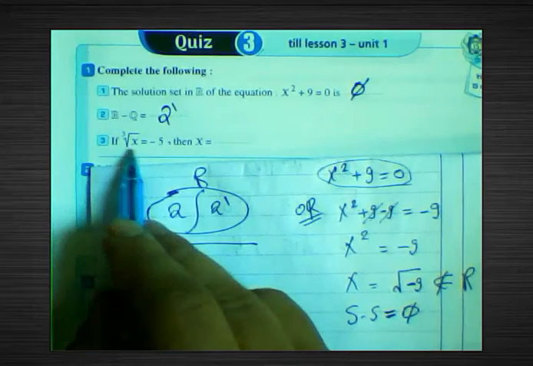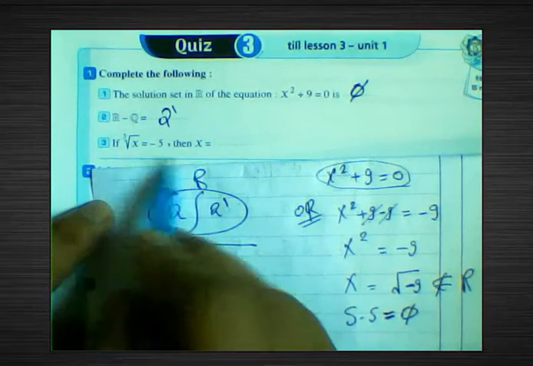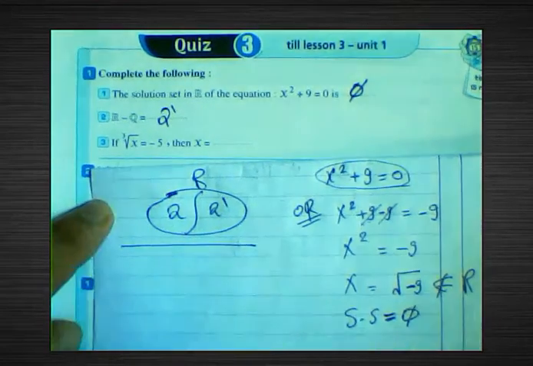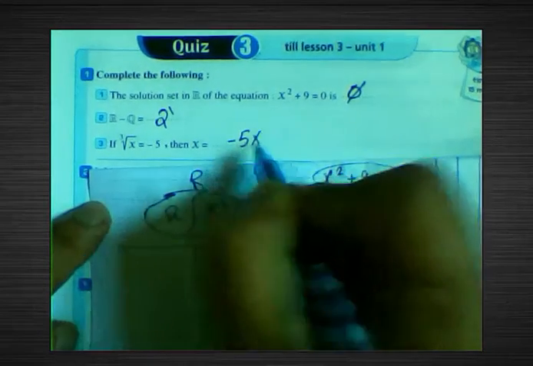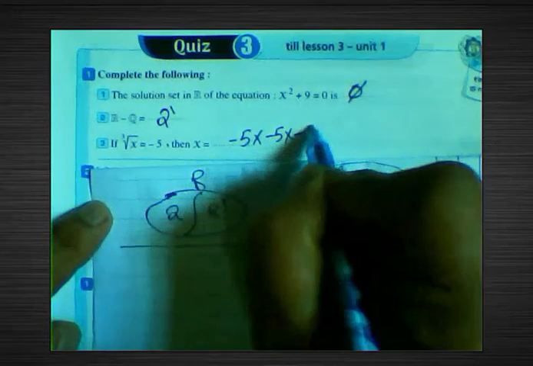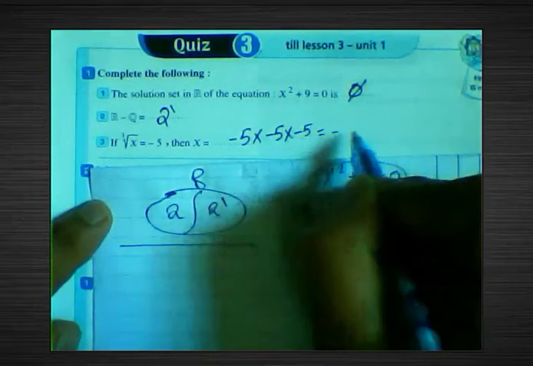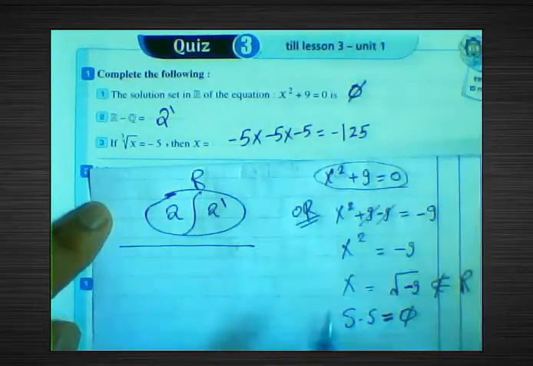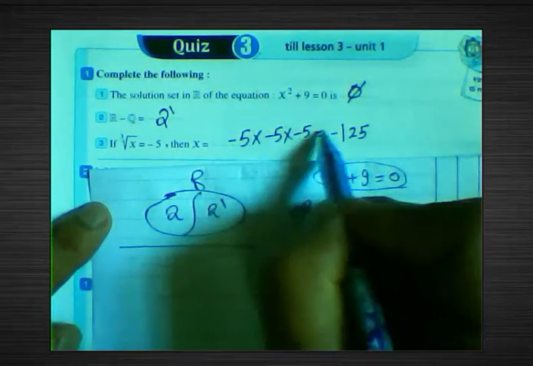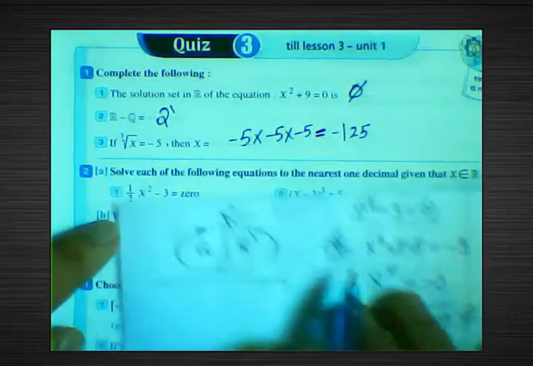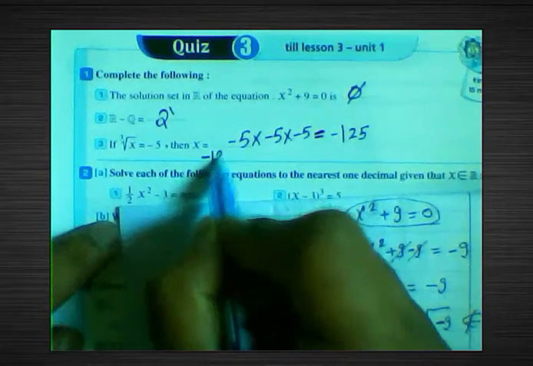Question 3: if the cube root of x equals negative 5, then we will find x by multiplying negative 5 by itself 3 times. Negative 5 times negative 5 times negative 5 equals negative 125. So x will be negative 125.